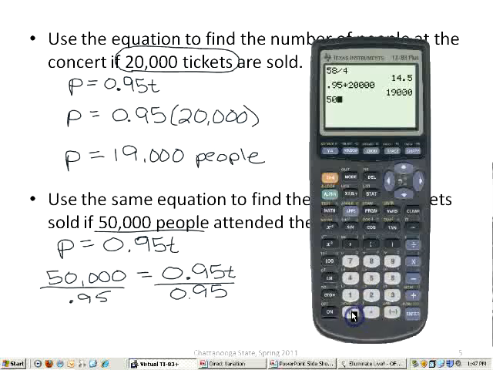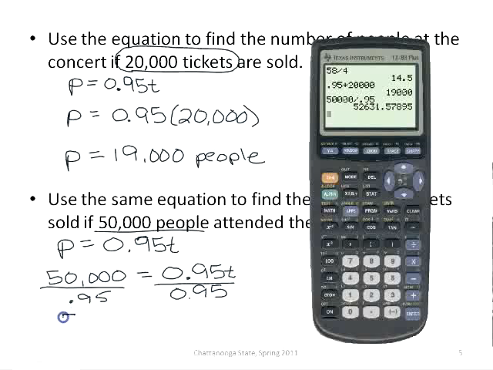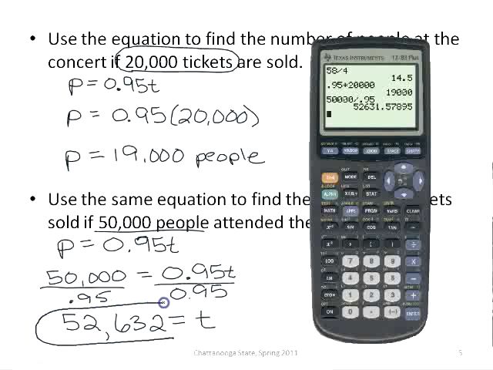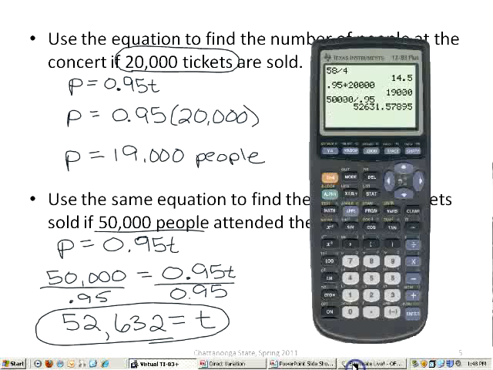So that's going to give me 50,000 divided by 0.95. Let's round this since we're talking about the number of people. Let's round it to the nearest person. So that would be 52,632 tickets sold. I'm sorry, it's not number of people, it's number of tickets. So we still have to round it to the nearest whole number. So this would have been the number of tickets sold, just a few more tickets than the number of people who were at the concert.